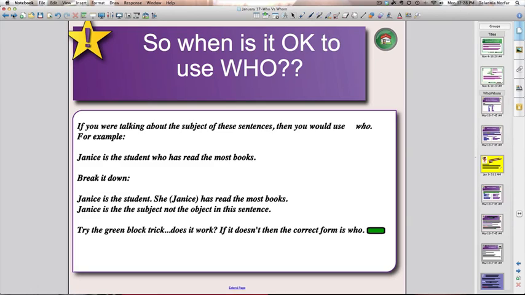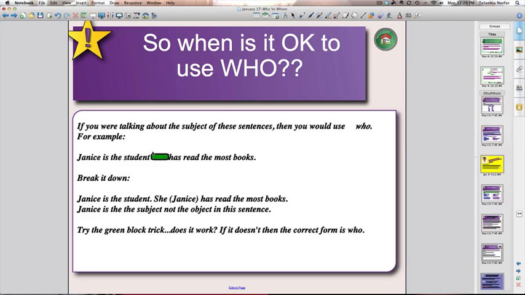Janice is the student. She, Janice, has read the most books. Janice is the subject, not the object in the sentence. Okay, try the green block trick again. Does it work? If it doesn't, then the correct form is who.